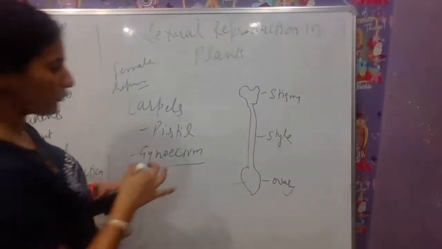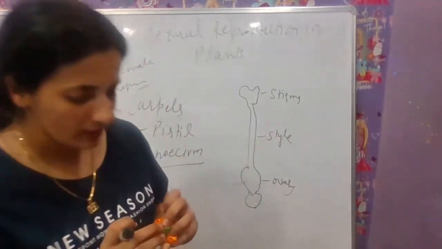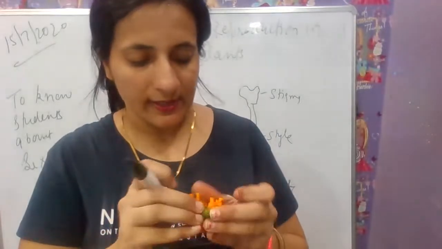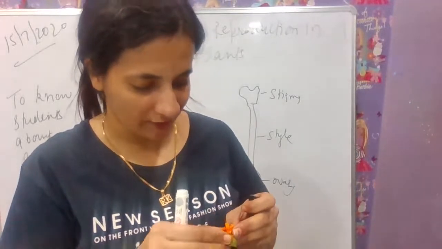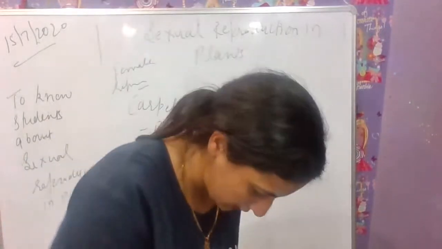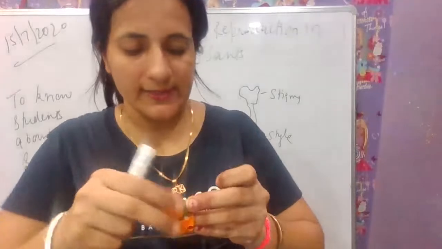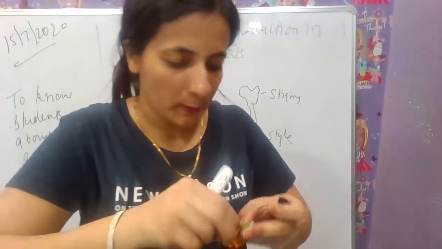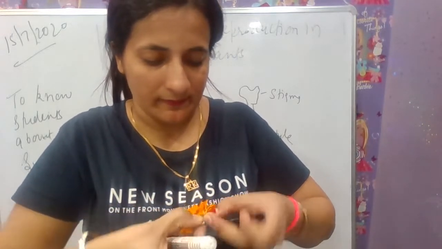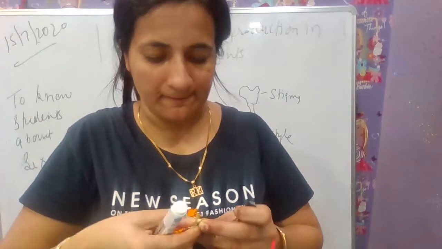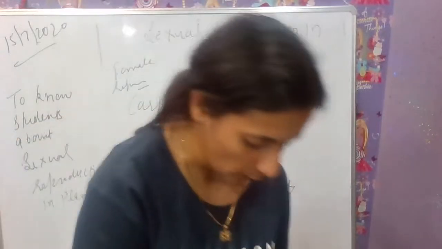Ovary also, after the ovary, there is a thalamus. Here you can see, this is the thalamus. Here inside, let me show you another flower. Now these are not fresh flowers. This is a thalamus. Here the ovary is there inside. Here you can see the ovary. Is that clear? Okay.